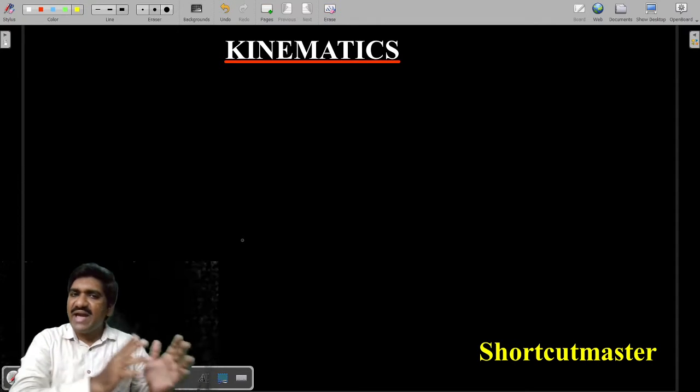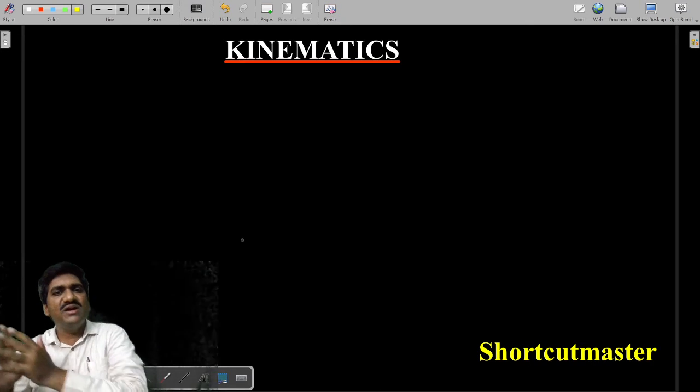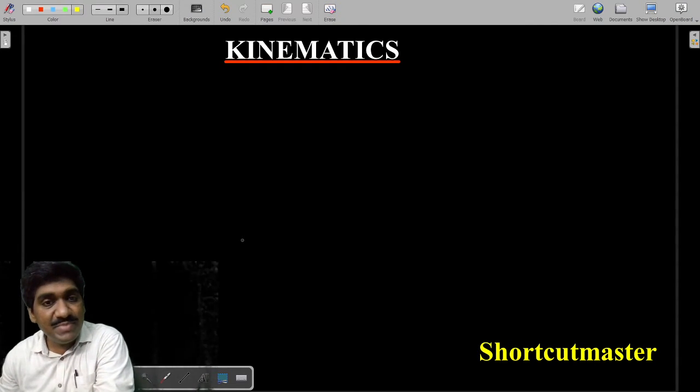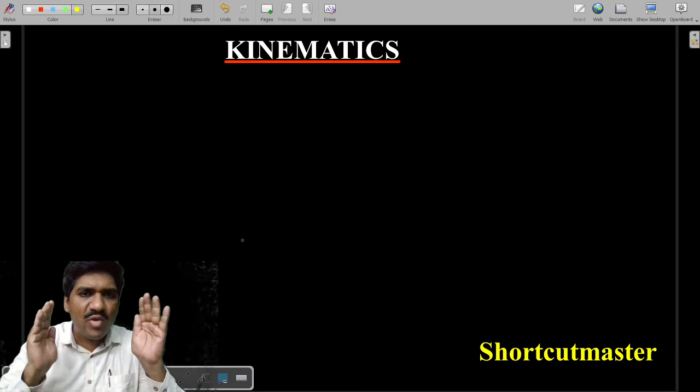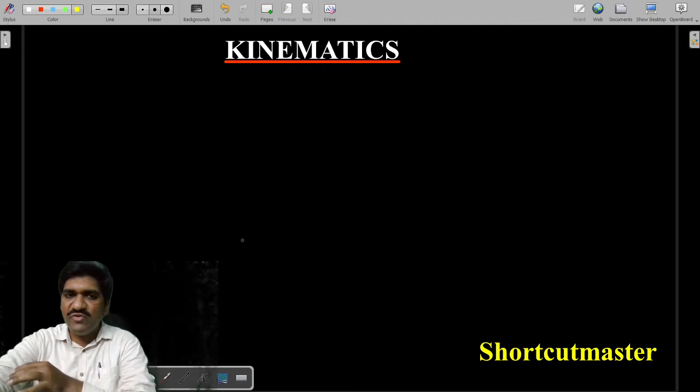First one is the kinematic equation. Second is conservation of energy, and third is the work energy principle. All three methods give the same solution for us. Let us see.